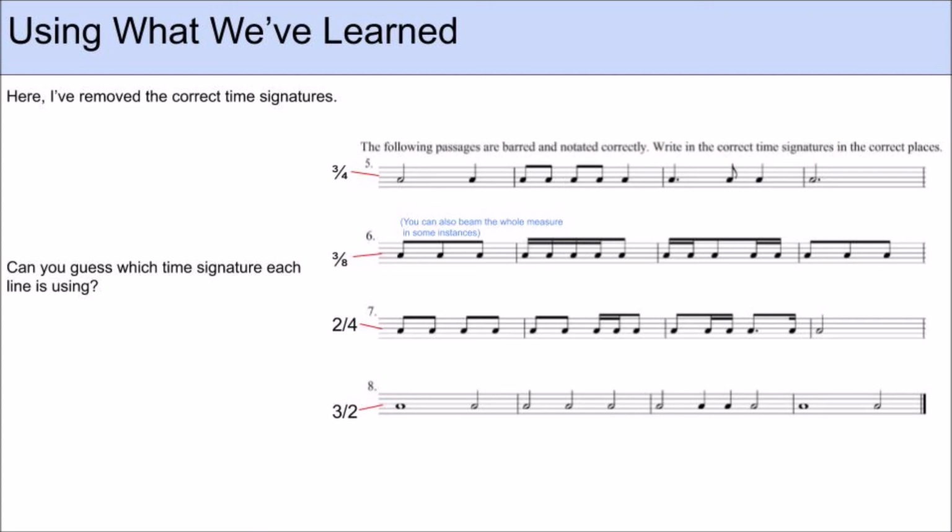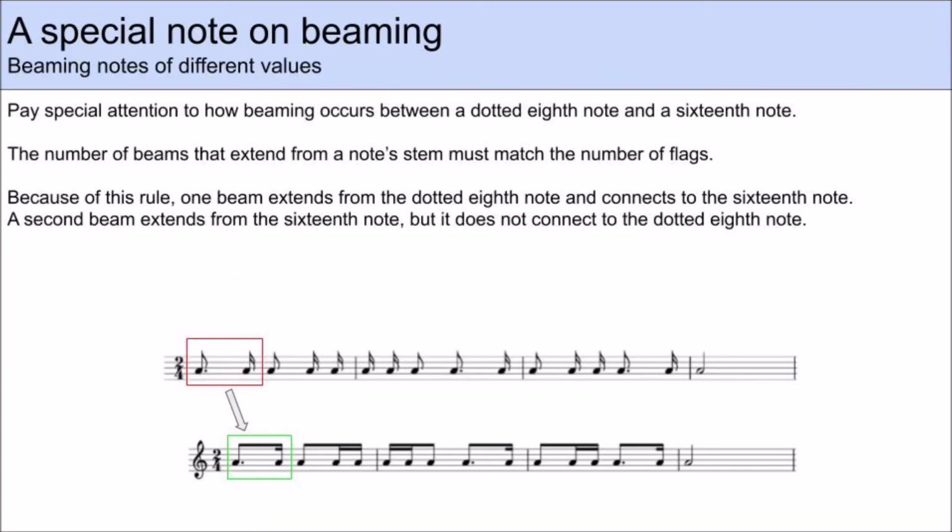Here I have a special note on beaming that I think a couple people get a little tripped up on. Pay special attention to how beaming occurs between a dotted eighth note and a 16th note. The number of beams that extend from a note's stem must match the number of flags. Because of this rule, one beam extends from the dotted eighth note and connects to the 16th note. A second beam extends from a 16th note, but it does not connect to the dotted eighth note. Here in the red box, I have what it looked like without beams, and then in the green box, you can see what it looks like when you beam it correctly.